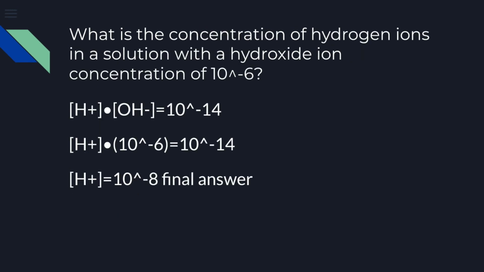Our last example asks for the concentration of hydrogen ions when we are given the hydroxide ion concentration of 10 to the negative 6. To solve for the hydrogen ion concentration, we use the formula that says the concentration of hydroxide ions times the concentration of hydrogen ions is equal to 10 to the negative 14. This gives us a hydrogen ion concentration of 10 to the negative 8th as our final answer.